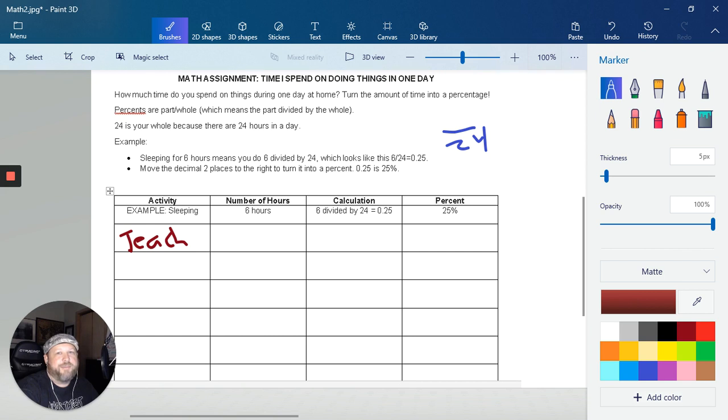Right now, I think I'm at about 8. So we're going to do 8 hours. All right, 8 hours of teaching. You guys spend 8 hours learning? Anyway, all right, so our calculation, we're going to do 8 divided by 24.